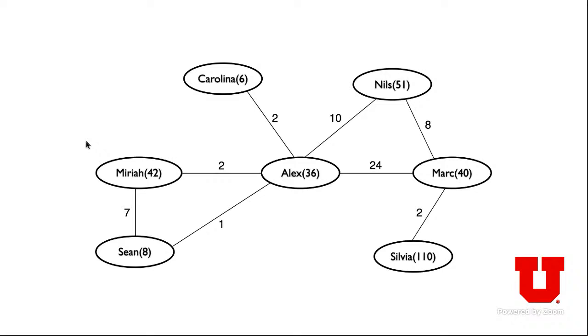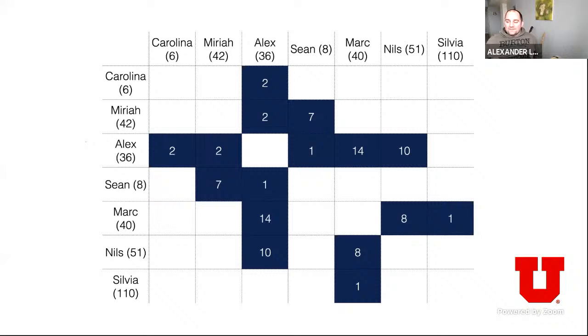Some people might have created an adjacency matrix, and this is the idea. This is the idea of an adjacency matrix, right? And so that's the second big network visualization idea. You have the nodes in the rows and in the columns, and then the cells are filled in if there's an edge between them. And then in the cell, you can actually visualize an attribute. So in this case, it's the edge weight, like we have an edge with weight 2 between Carolina and Alex, an edge with weight 7 between Sean and Mariah.